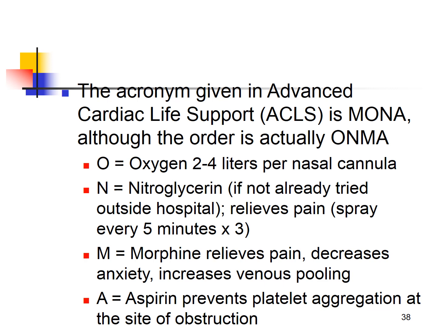And then M is morphine. Morphine is going to help with the pain, but it also decreases anxiety, and also increases the venous pooling. And then you have A, which is aspirin, which prevents platelet aggregation at the site of obstruction, which can cause more obstruction. You don't want that. Next slide.